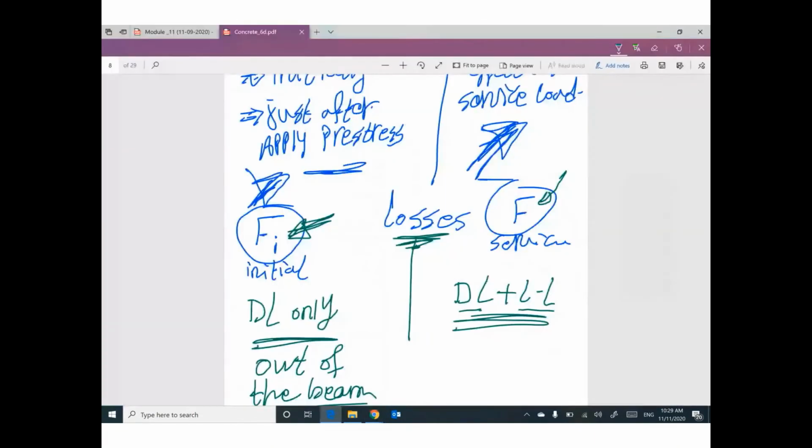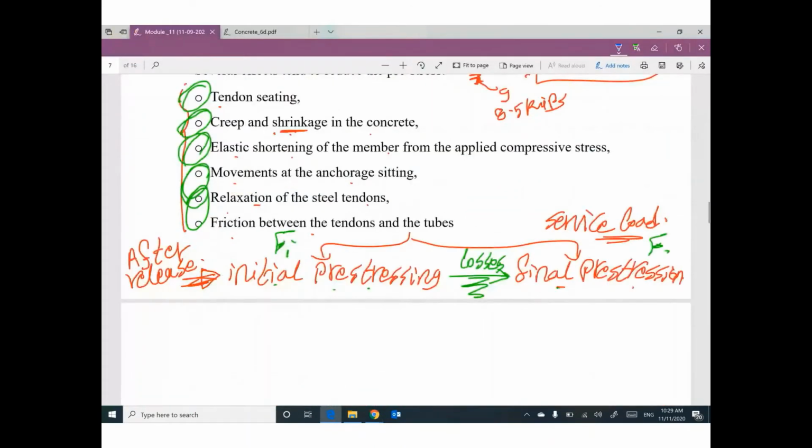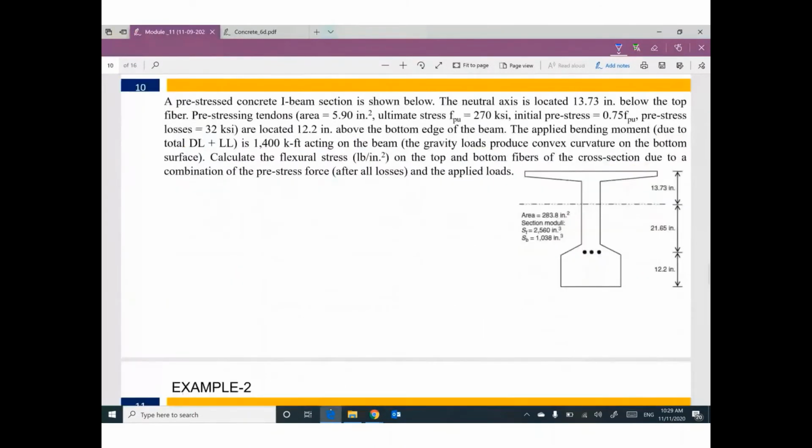Let me start with the first example. Wow, it looks strange to me for this cross section. We have a cross section that looks like a T. It's not a regular T, but it's a T section. So, or I, we have a pre-stressed concrete I-beam. The section is shown below. Perfect. The section properties are given.